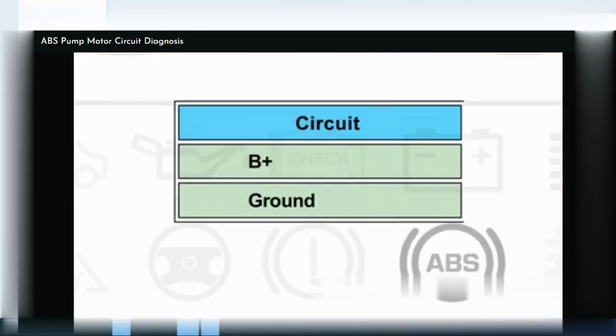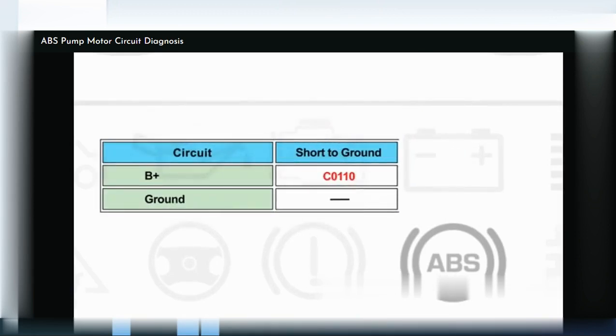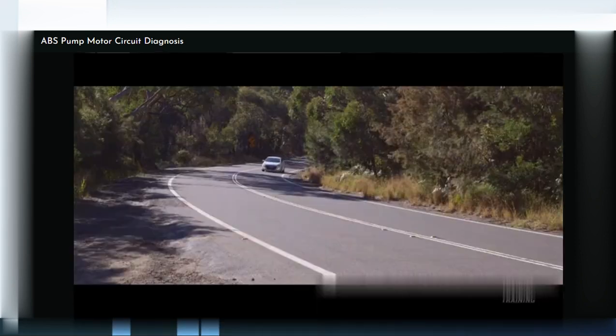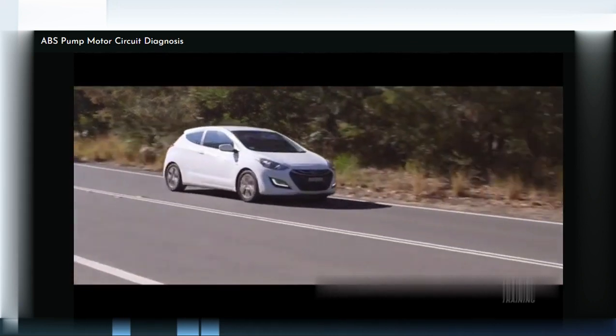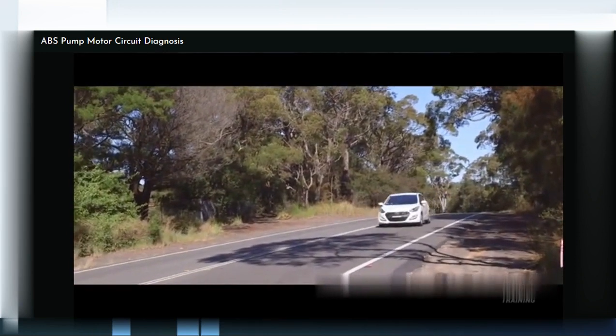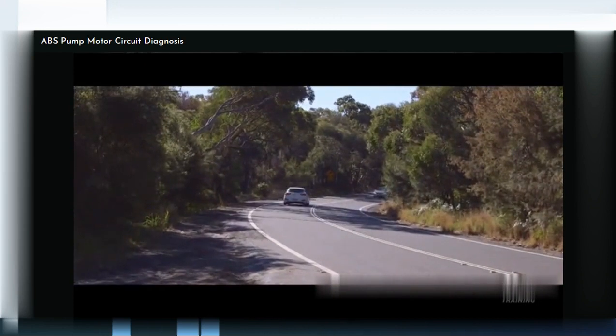Looking at the fault table, these DTCs are caused by a short to ground, an open or high resistance on the supply side, or an open or high resistance on the ground circuit. Verify the conditions under which the DTC runs. In this case, it's ignition on and vehicle speed higher than 16 km per hour or 10 miles per hour.